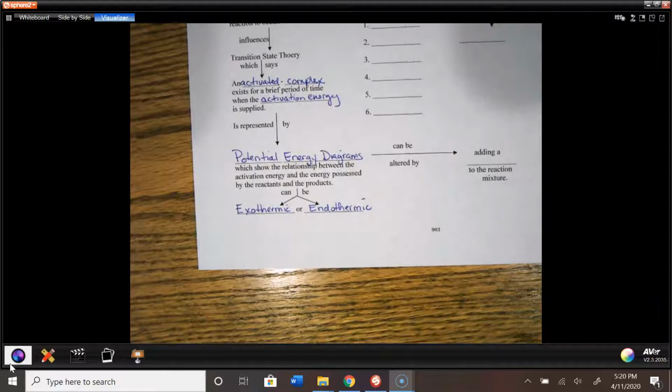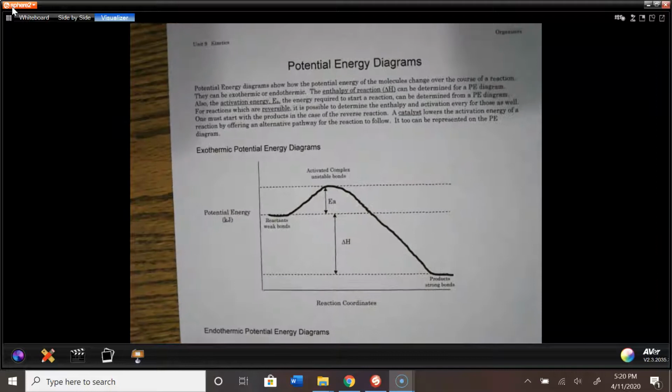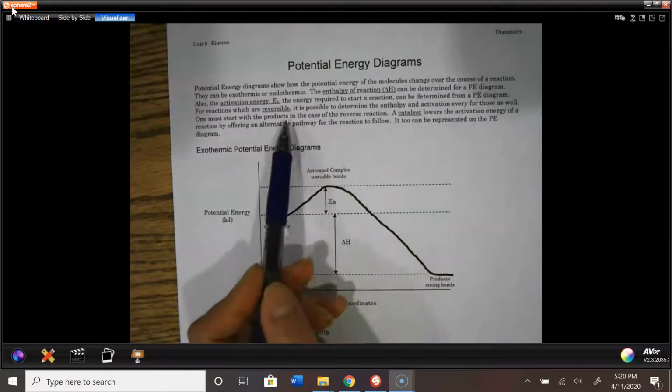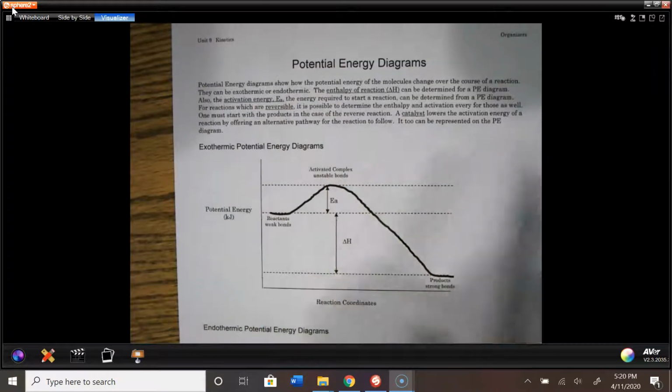So we're going to shift gears from the organizer on page 903 to the organizer on page 909 because that focuses strictly on potential energy diagrams. So that's what we're taking a look at. So in a potential energy diagram, you are going to be able to look at the enthalpy of reaction, the activation energy. We're going to take a look at the idea of a reversible reaction, and then we'll eventually get into the idea of catalyst. So all of these things are going to influence potential energy diagram.